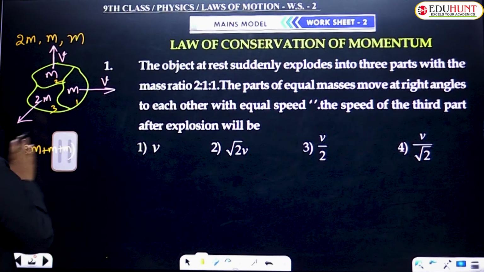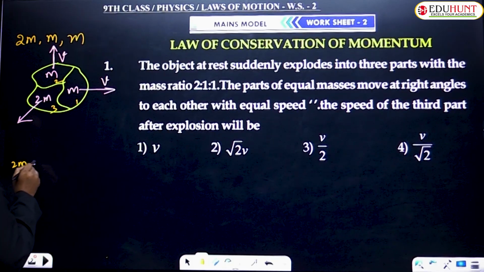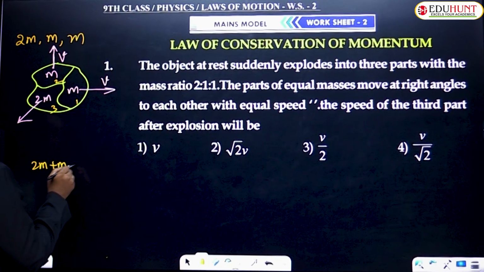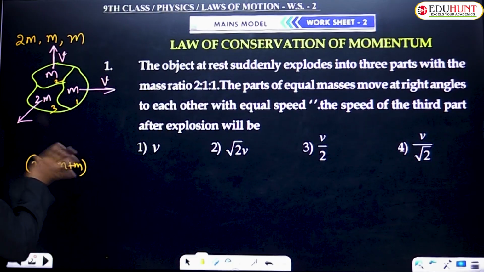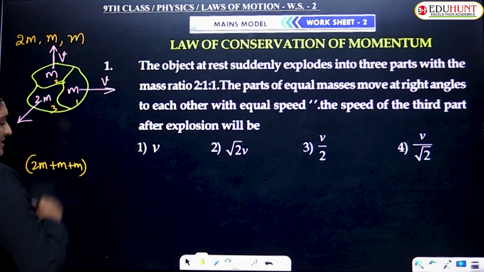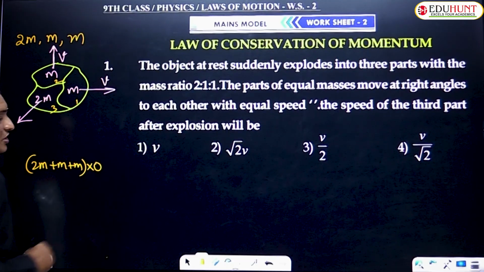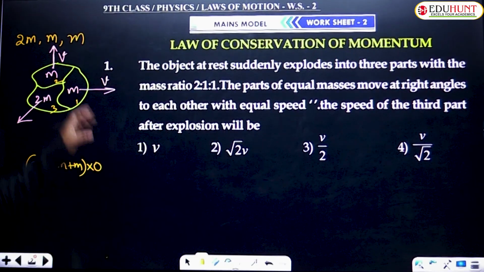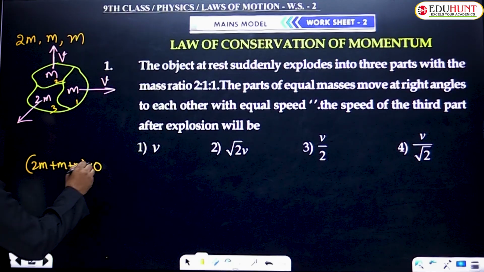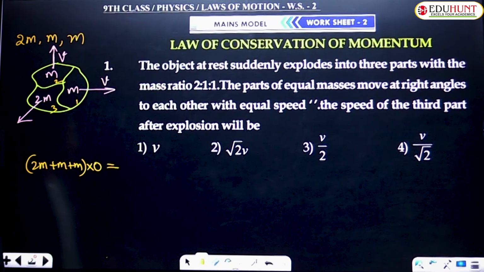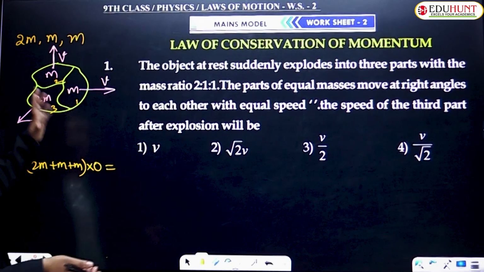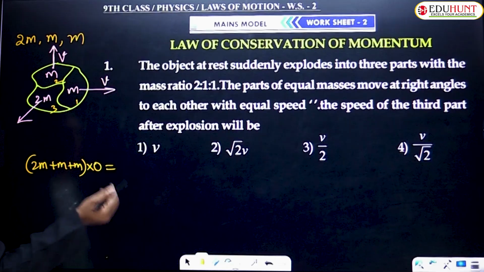And what condition are they in? 2m plus m plus m together form a system which is at rest. Rest condition means the total speed of the complete body is 0, because it is at rest. This must be equal to what happened, children? They all are moving with some speeds in different directions.